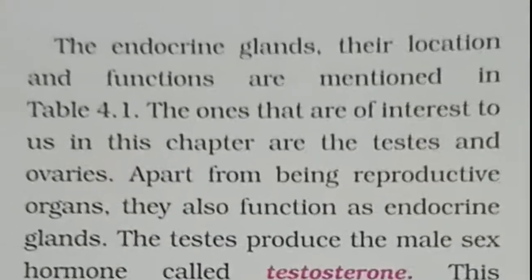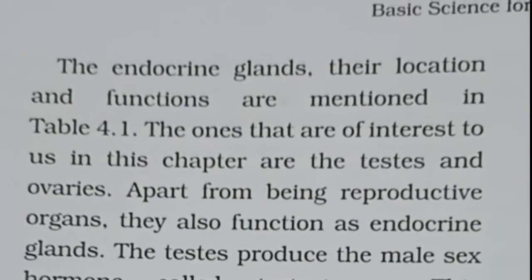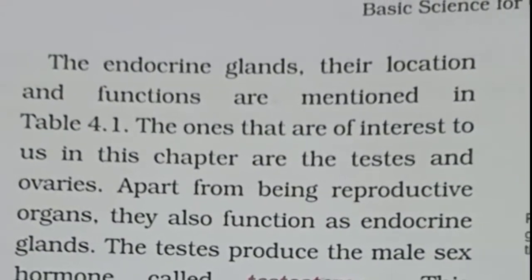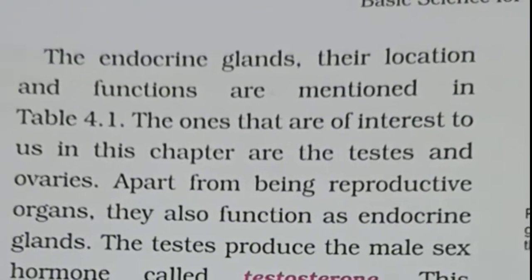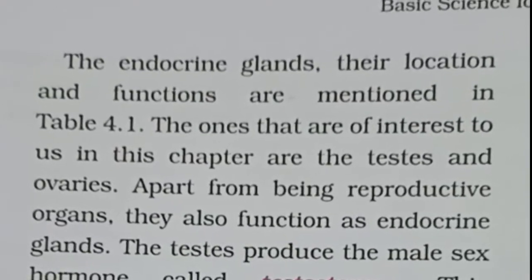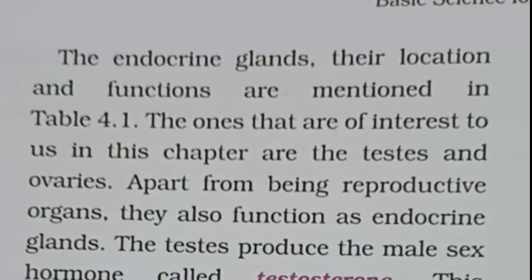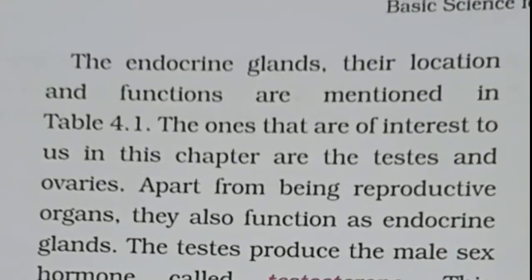So in this paragraph we can see it has been given to us that the testes produce the male sex hormone called testosterone. This hormone causes the development of the secondary sexual characters in males. The ovaries produce estrogen, which is responsible for the development of the secondary sexual characters in females. This I have already told you all.